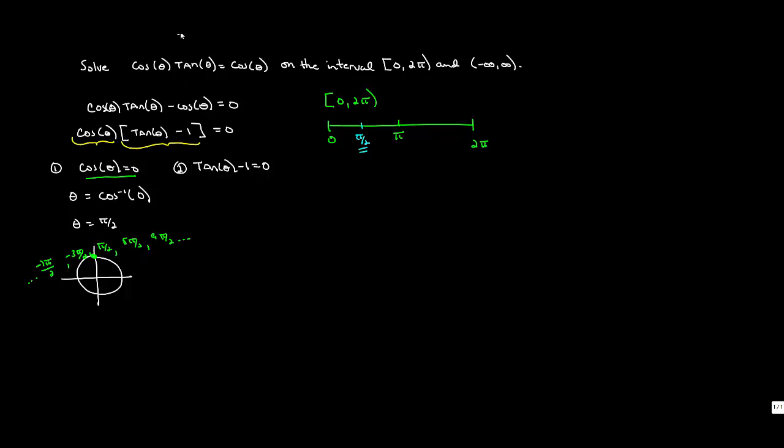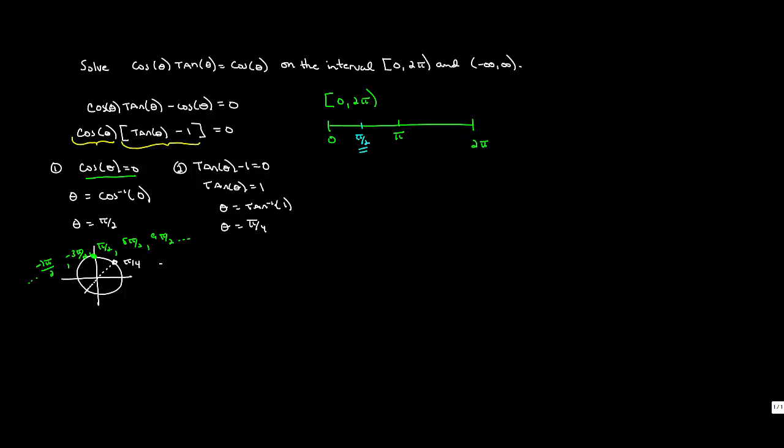Now let's take a look at this guy over here. So this guy right here says that the tangent of an angle is equal to 1. Therefore, the angle is equal to the arctangent of 1, or the angle is equal to 45 degrees, or pi over 4. Okay, so it's this angle right here. But it also is this angle back here.